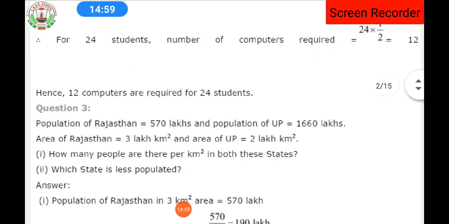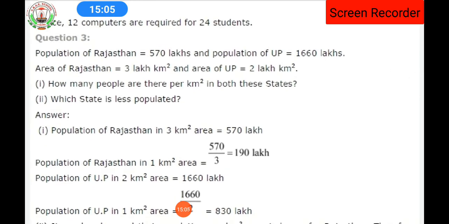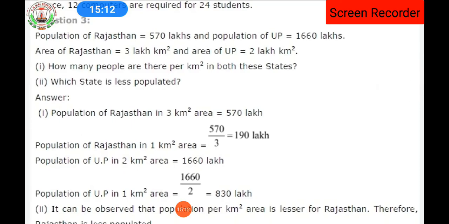Moving towards the next question, question number 3. We are having population of Rajasthan is 750 lakhs and population of UP is 1660 lakhs. Area of Rajasthan is equals to 3 lakh kilometers square, and the area of UP is, how much the area of UP is? Area of UP is 2 lakh kilometers square, isn't it?